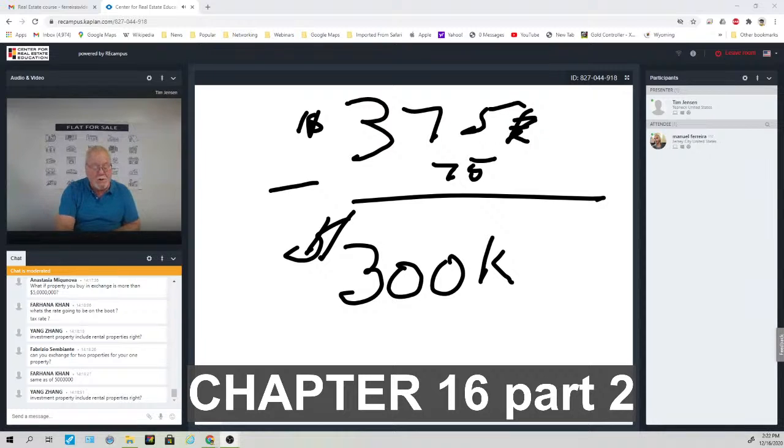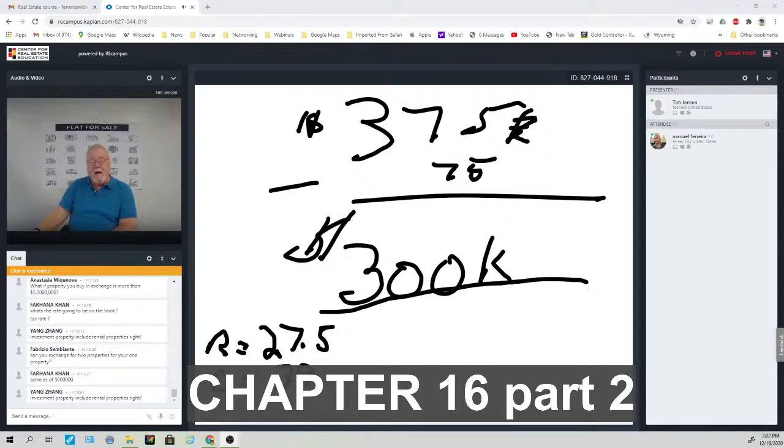Okay. So now this $300,000, the improvement on the property, for tax purposes only, has an economic life. For a residential investment property, the economic life is 27.5 years. For a commercial investment property, the economic life is 39 years. So what I would do is take my improved value divided by, for a residential property, 27.5 years.